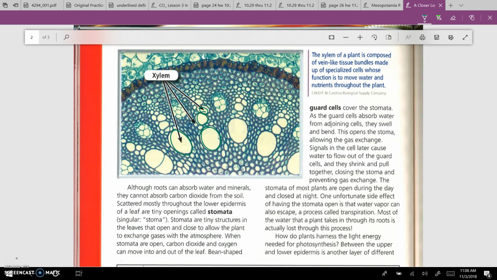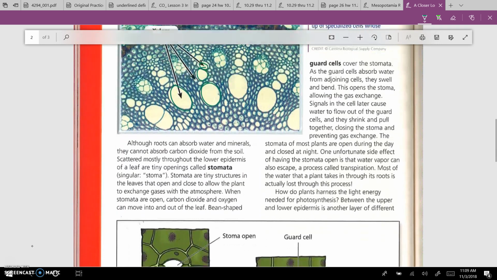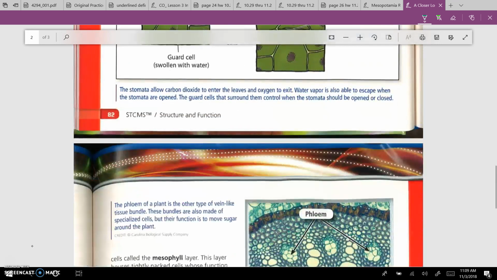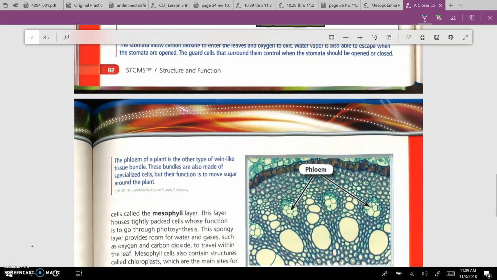One unfortunate side effect of having the stomata open is that water vapor can also escape, a process called transpiration. Most of the water that a plant takes in through its roots is actually lost through this process. So how do plants harness the light energy needed for photosynthesis? Well, between the upper and lower epidermis is another layer of different cells called the mesophyll layer.